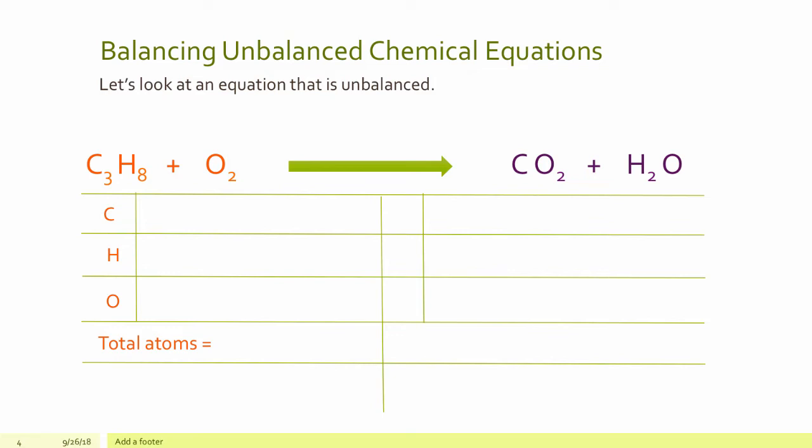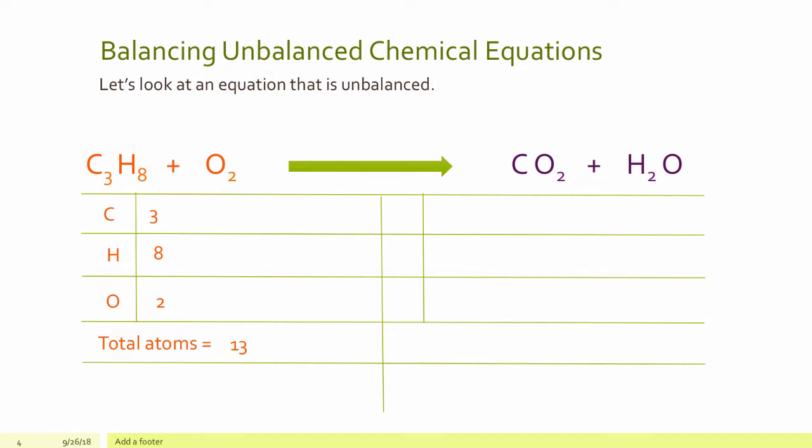So I pulled out C, H, and O, and then I'm going to count my atoms. For C, I have a subscript of 3, so I have 3 C atoms. For H, I have a subscript of 8, so I have 8 H atoms. And for O, I have a subscript of 2, so it gives me 2 O atoms. Add them all together and I get 13 total atoms on my reactant side.